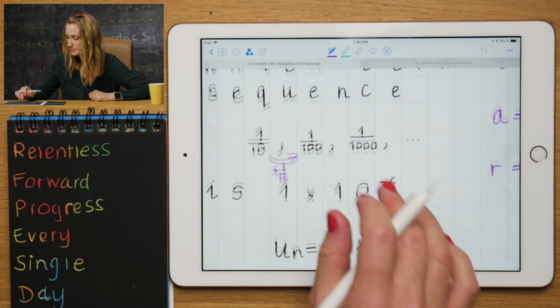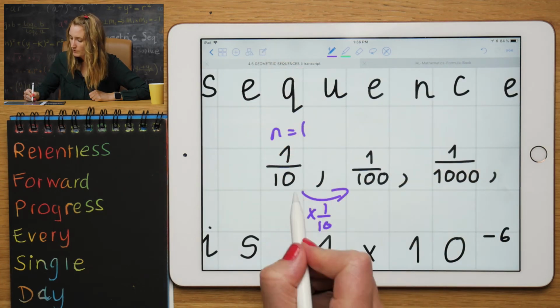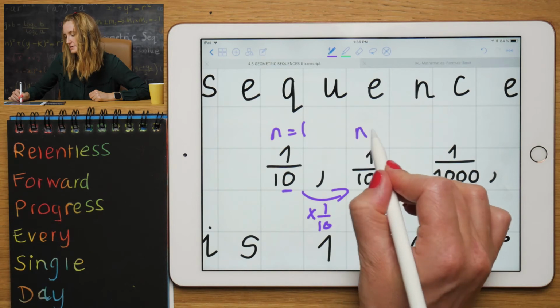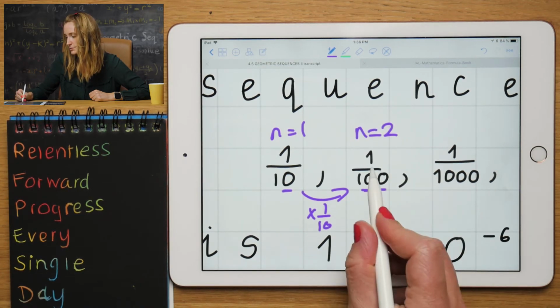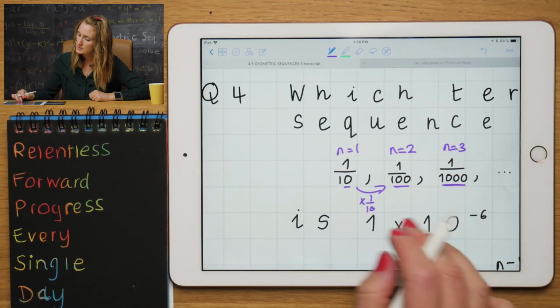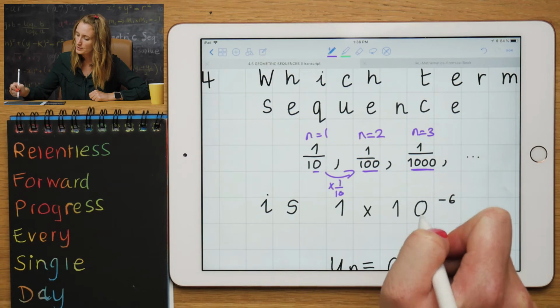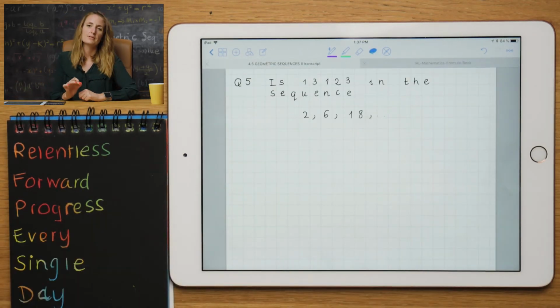This would make sense because the first one is 1 over 10 with 1 zero. The second one is 1 over 10 squared, or 1 over 100 with 2 zeros. The third one with 3 zeros, etc. So it makes sense that the sixth one would have 6 zeros. The fifth example is a little bit interesting.